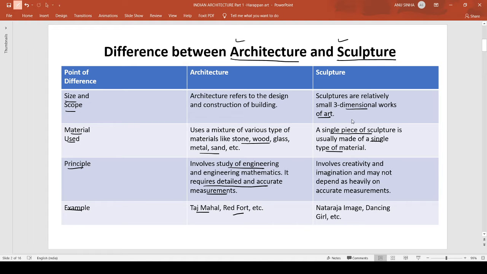Whereas sculptures, it involves creativity and imagination, and may not depend as heavily on accurate measurement. Example, Nataraj image and the dancing girl.